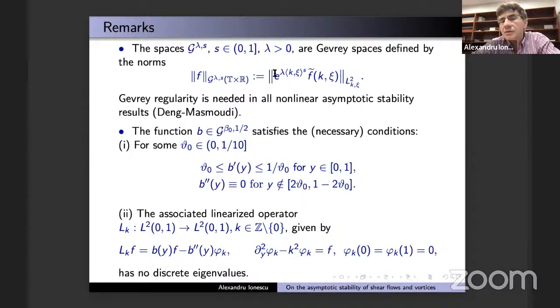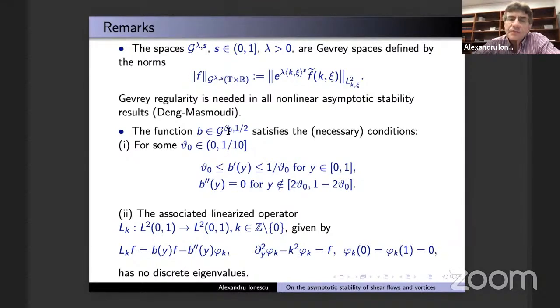So you can think that this would be the weight. If it was to be a Sobolev weight, for example, it would be logarithmic. Instead of this polynomial here, it would be the logarithm of the frequency. And s in our case is an exponent between 0 and 1. In our theorem itself, s is equal to 1/2. And the Gevrey regularity is needed in all of these nonlinear asymptotic stability results. That turns out to be something that's pretty clear by now, even going back to earlier work on the Vlasov-Poisson equation, Gevrey regularity turns out to be needed for this type of situation.